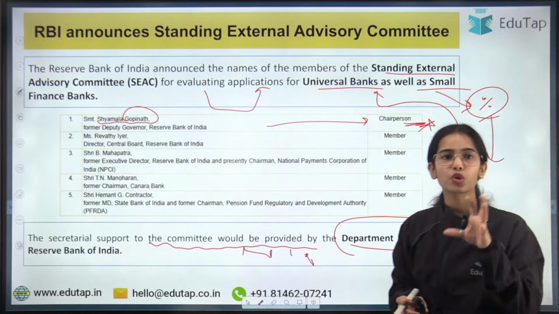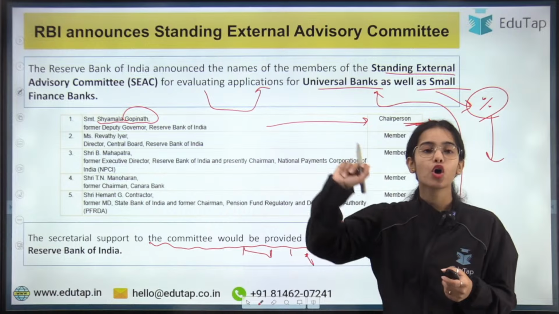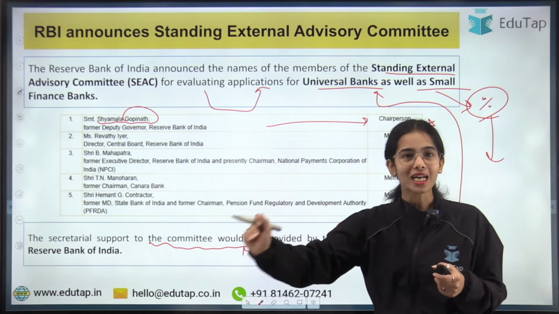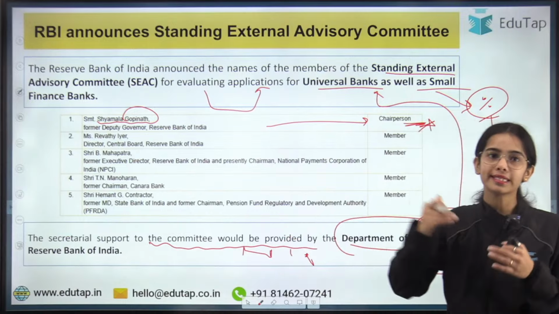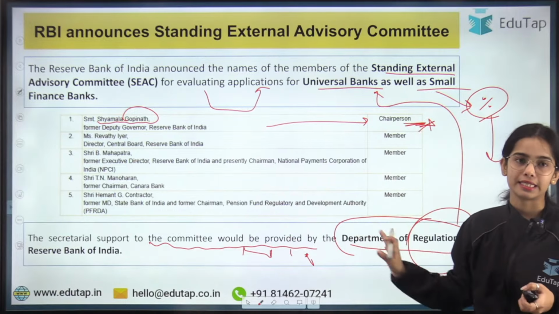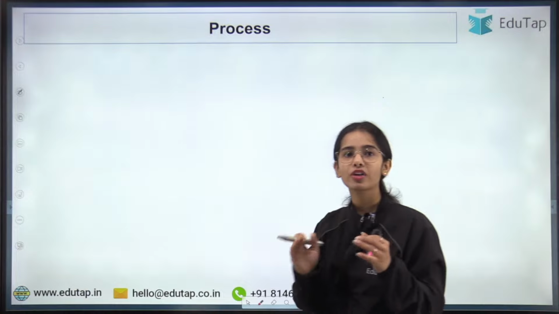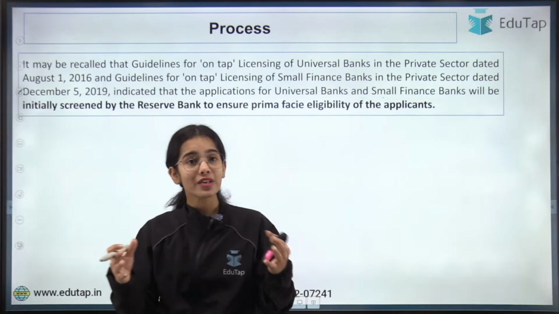If an entity wants to establish a small finance bank or a universal bank, the application has to be filled by the entity, and its evaluation will be done by the SEAC. Okay, and the process is not very simple. The process is very lengthy actually.